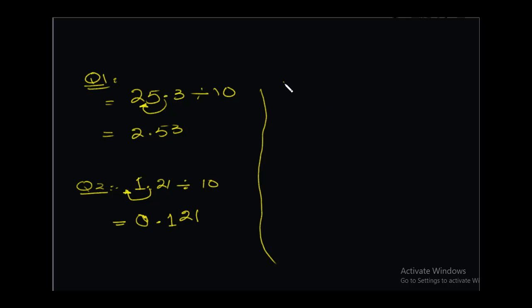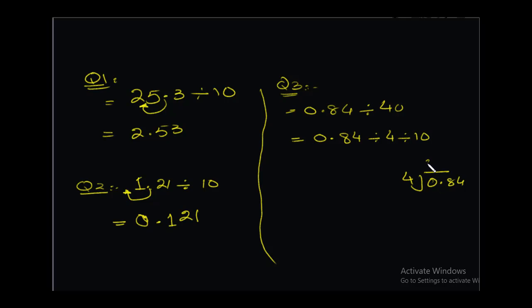Okay. Next we have question number 3, and this is a multiple of 10, which is 0.84 divided by 40. First of all, I will split the 40. So I can write 0.84 divided by 4 and divided by 10. Whenever we divide 0.84 by 4, 4 goes into 0 zero times, so the point goes up and moves on the top of the line. Next we have 8, so we bring it down.